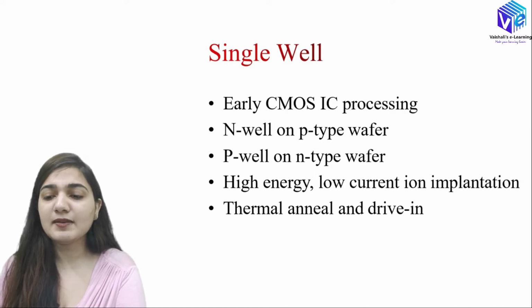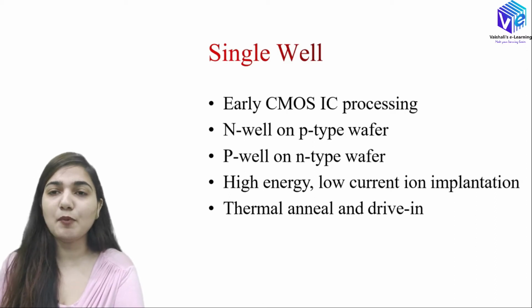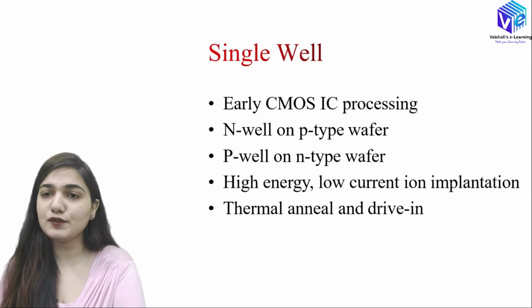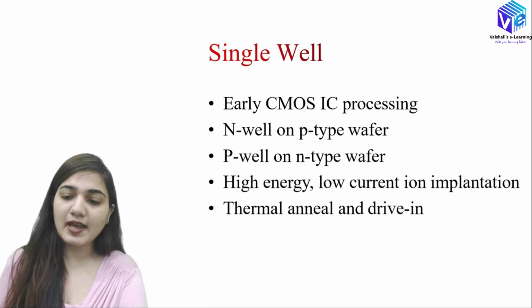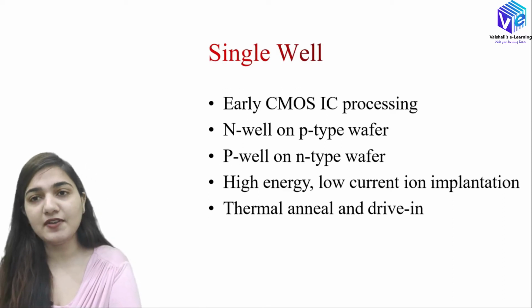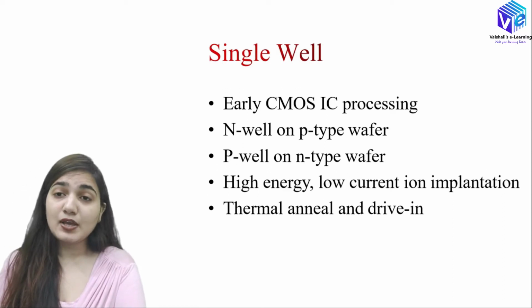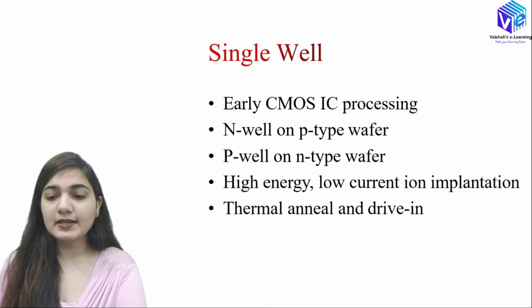So the early CMOS IC processing was based upon the single well process. There I was using only 1 well. So when I had the P type wafer, I was using the N well, and when I had the N type wafer, I was using the P well. So only 1 well was required in the single well process. For that I was using high energy, low current ion implantation process.